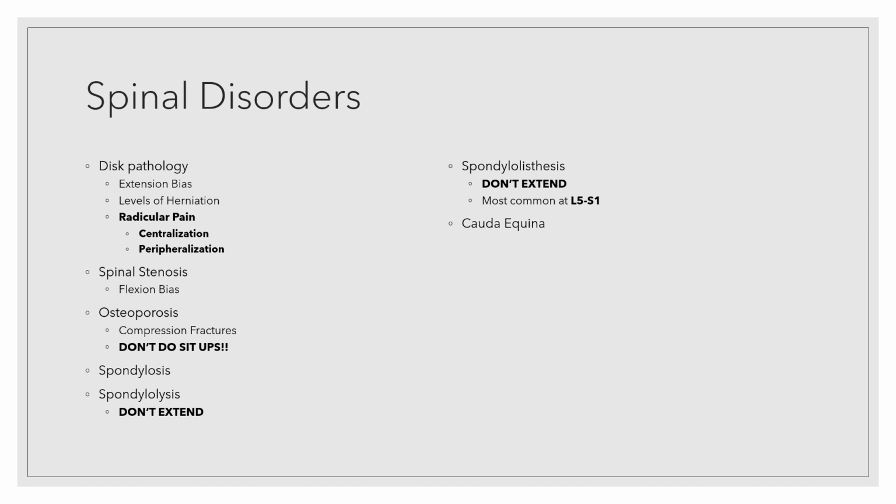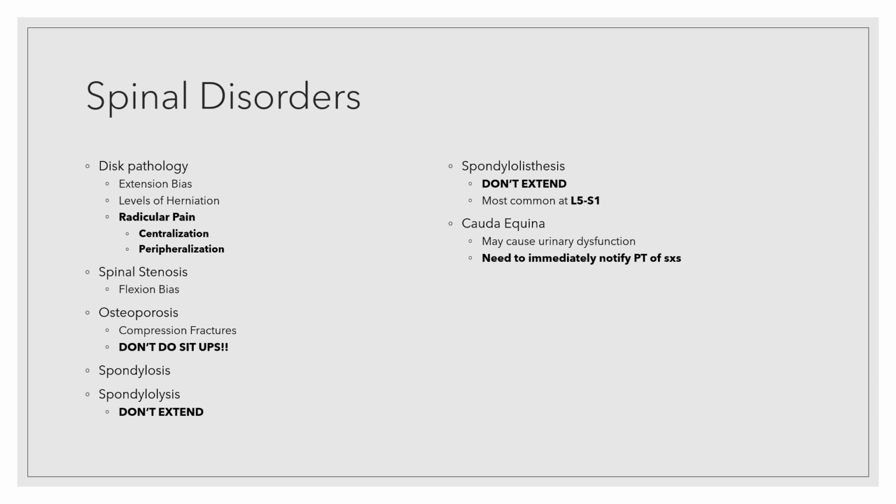Cauda equina. So this is going to be impingement of the nerve roots below the termination of the spinal cord, where we've got the horse's tail that comes off. These patients may present with urinary dysfunction, especially if there's greater impingement of the nerves. They can have numbness in the groin or saddle area, and so we need to be aware of those signs and symptoms.